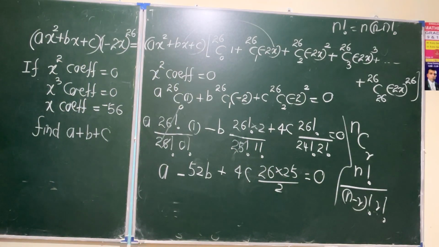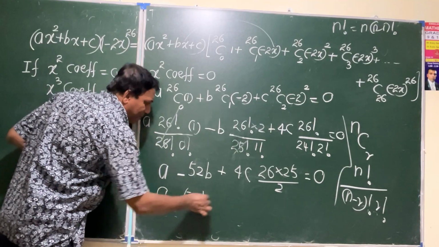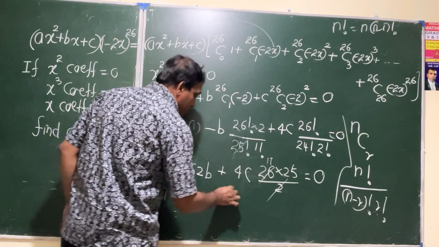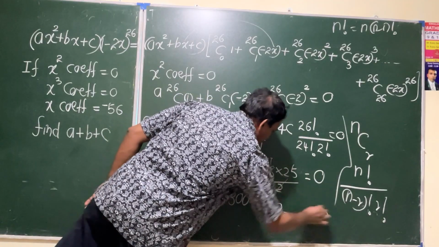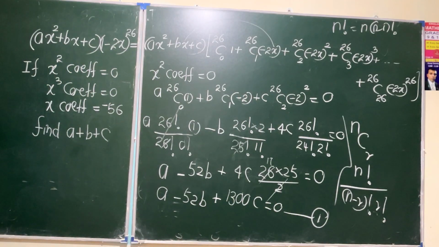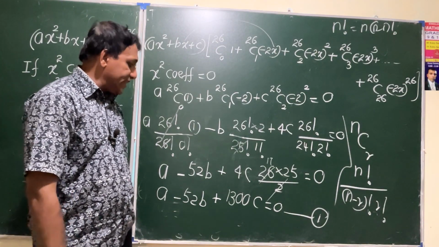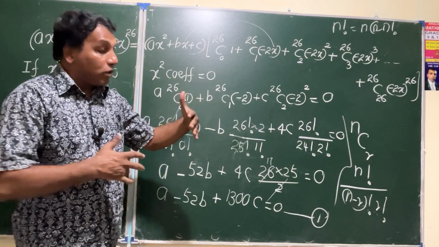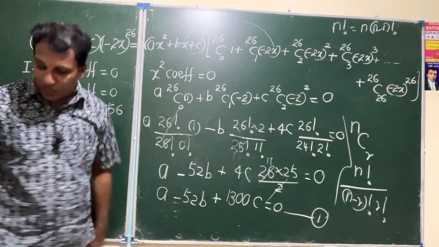So connect your first simultaneous equation, is it? a minus 52b plus, we can simplify, it becomes 1300c, no matter whatever the number is, right? Take the method of solving this binomial question. Is it okay? a minus 52b plus 1300c, right? This is our first equation, right? So expand quickly in a format and you can go all the paths. So we can take what we need for the x square coefficient, right?